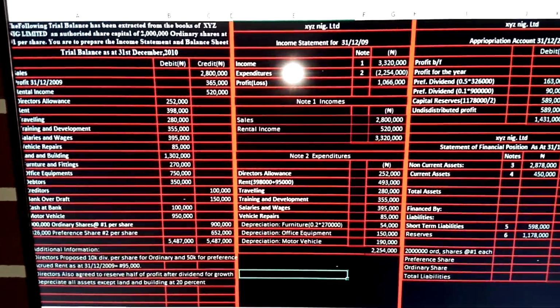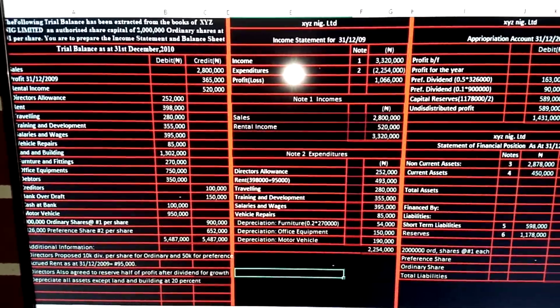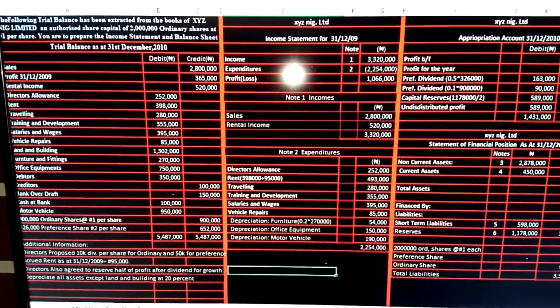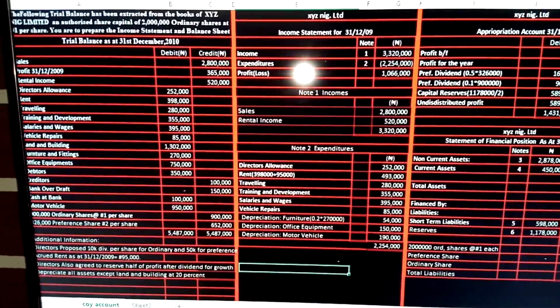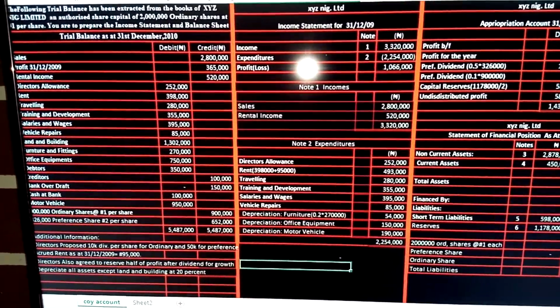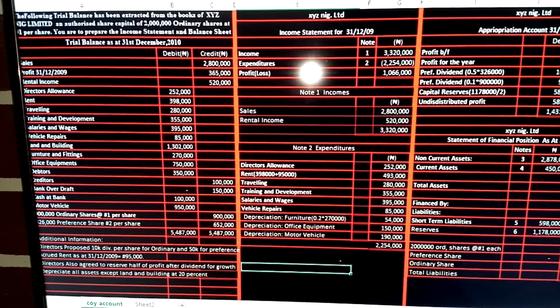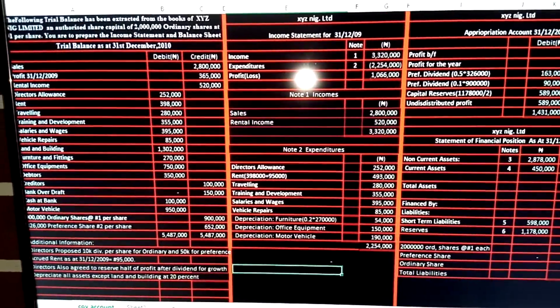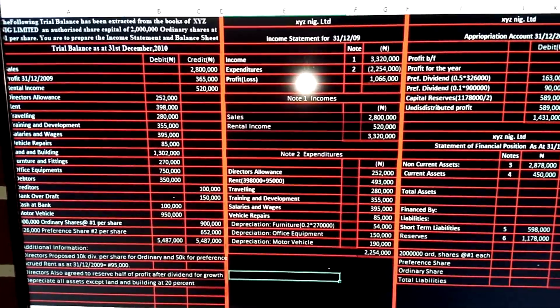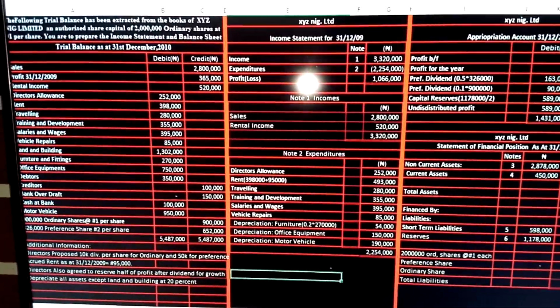Okay, so let's look at a question on preparing a company income statement and balance sheet. This is not a typical trading profit and loss account that you know, because I've already taught you that. So it takes a slightly different approach, but it's the same thing.